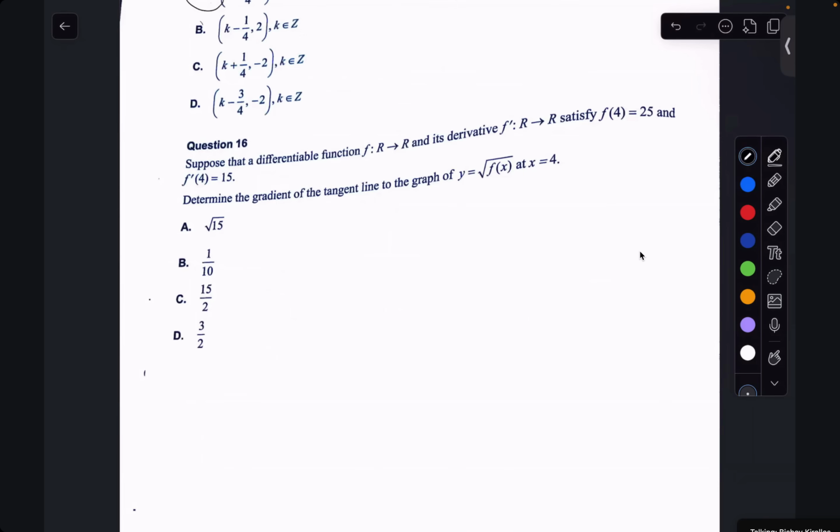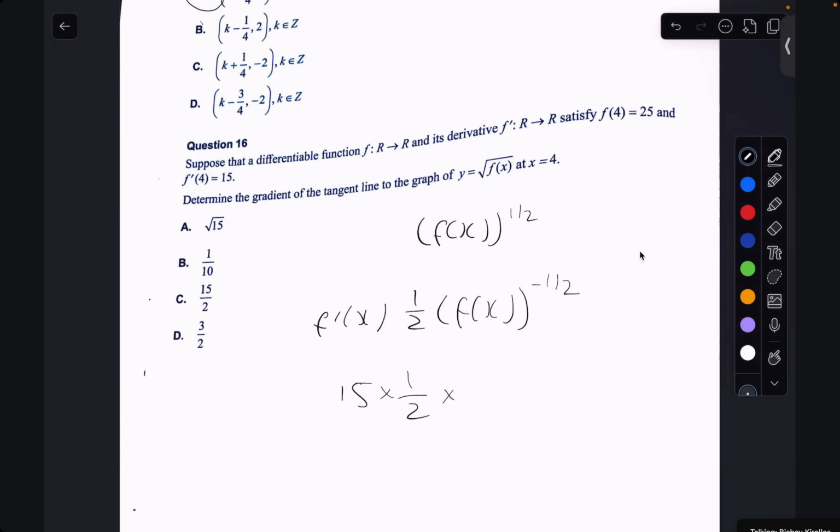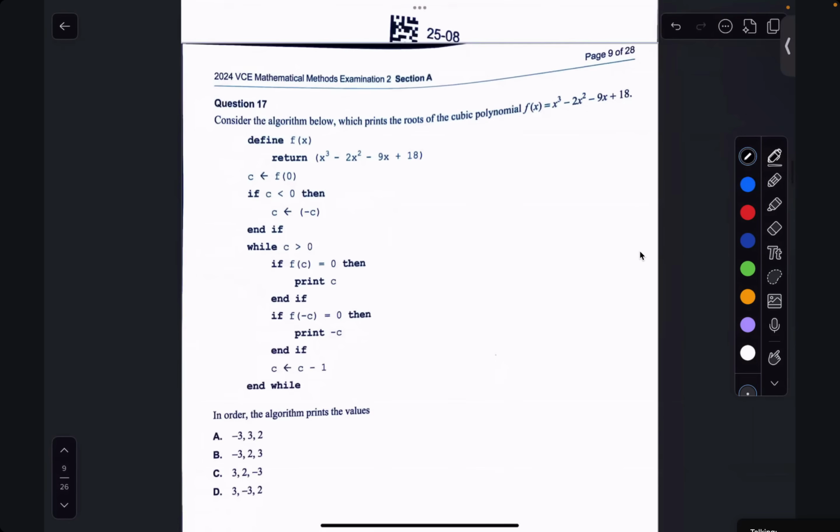So they've given us a value of f and its derivative, and they want us to find the gradient of the tangent to that. So this is f of x to the power of 1/2. The derivative would be 1/2 f of x to the power of -1/2, and we also need to multiply by f dash. So now we can just plug in 4, so that would be f dash of 4, which is 15, times 1/2, times 1 on square root of f of 4. So 1 on square root of 25 is 5, and that will be 3 over 2.